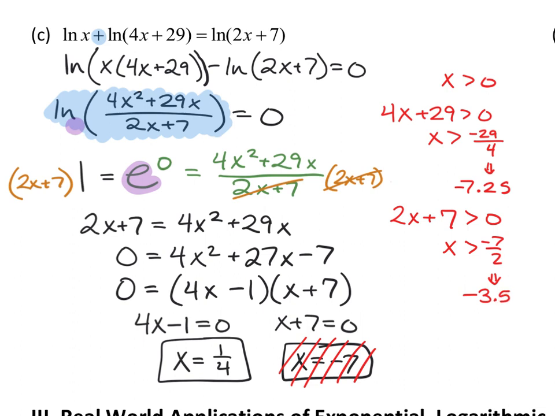When I solved these, I got x is equal to 1/4 and x is equal to negative 7. But negative 7 is not greater than 0 or even greater than negative 7.5. So I had to throw this one out. It didn't work for every restriction. So I only had one solution.